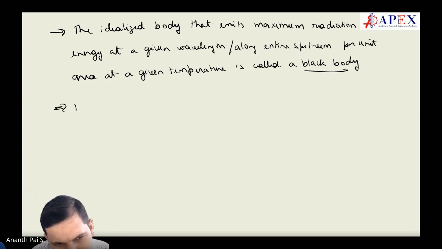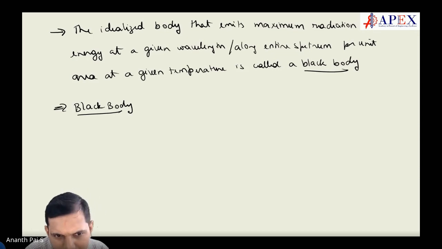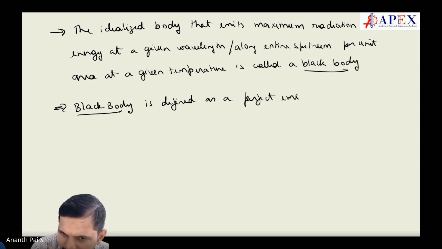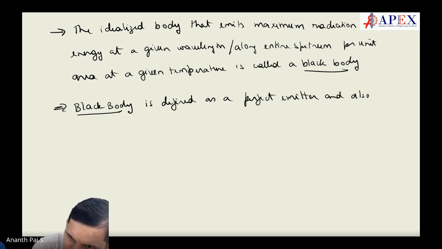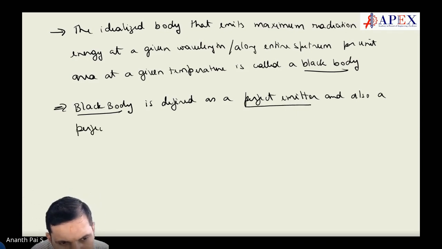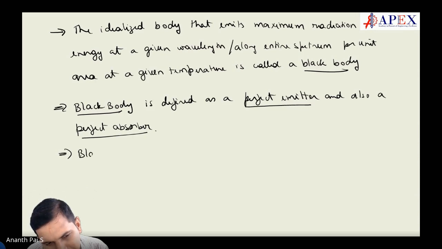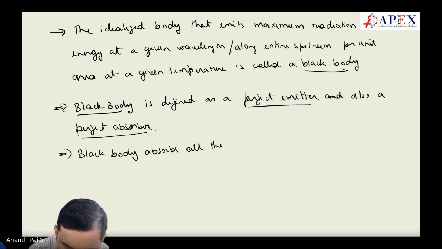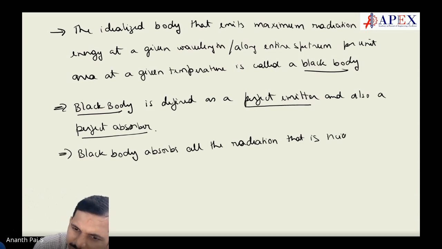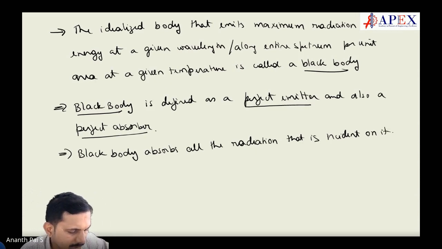The black body is defined as a perfect emitter and also a perfect absorber. Black body absorbs all the radiation that is incident on it.